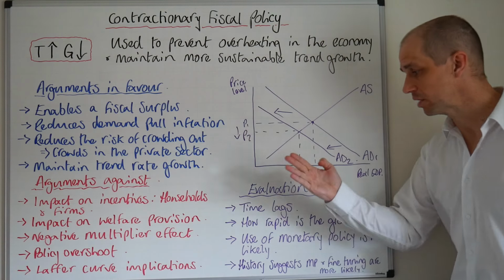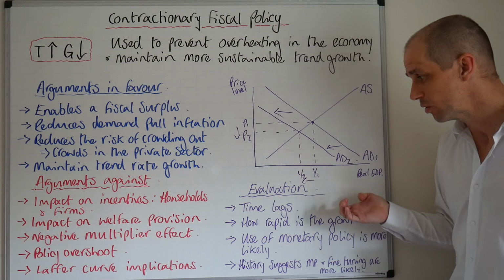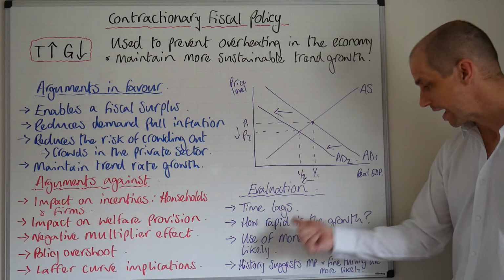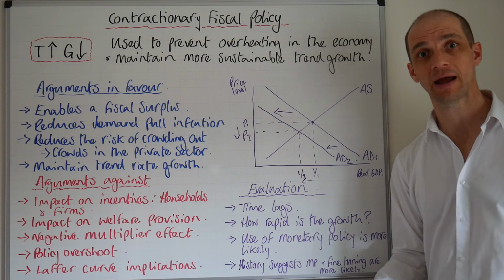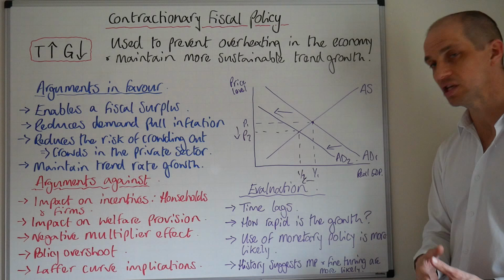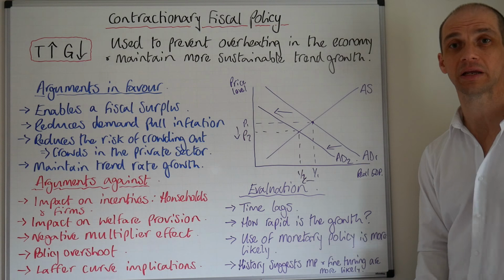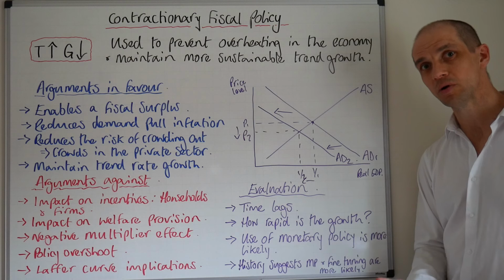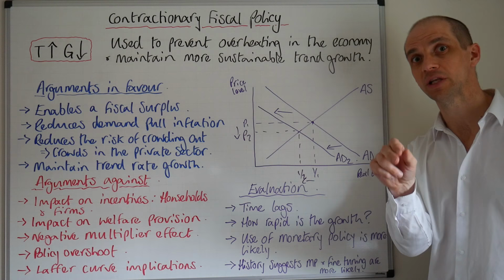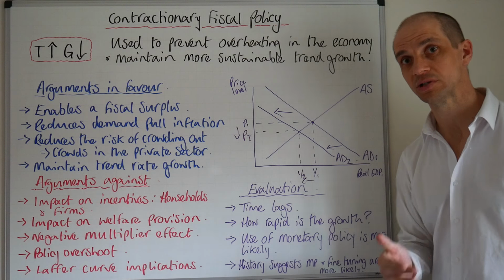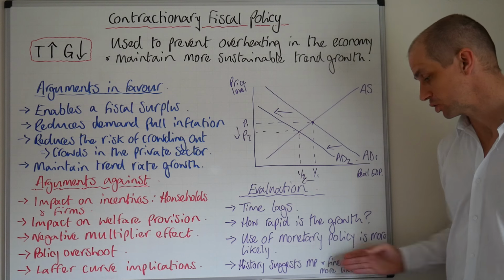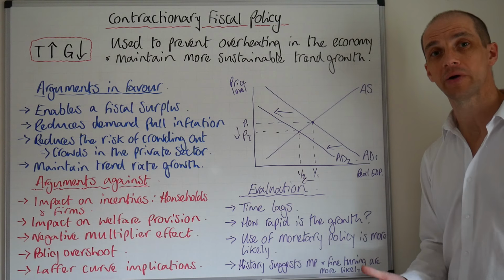Okay, so let's finish this off in style with a bit of evaluation. When it comes to time lags, that's an important one. How rapid is the growth, and therefore how sustainable or unsustainable is that likely to be? Is the use of monetary policy going to be more likely? In most circumstances, governments do rely upon monetary policy changes and just do a little bit of fine-tuning, so to speak, with regards to fiscal policy. Certainly history suggests monetary policy and fine-tuning are more likely.